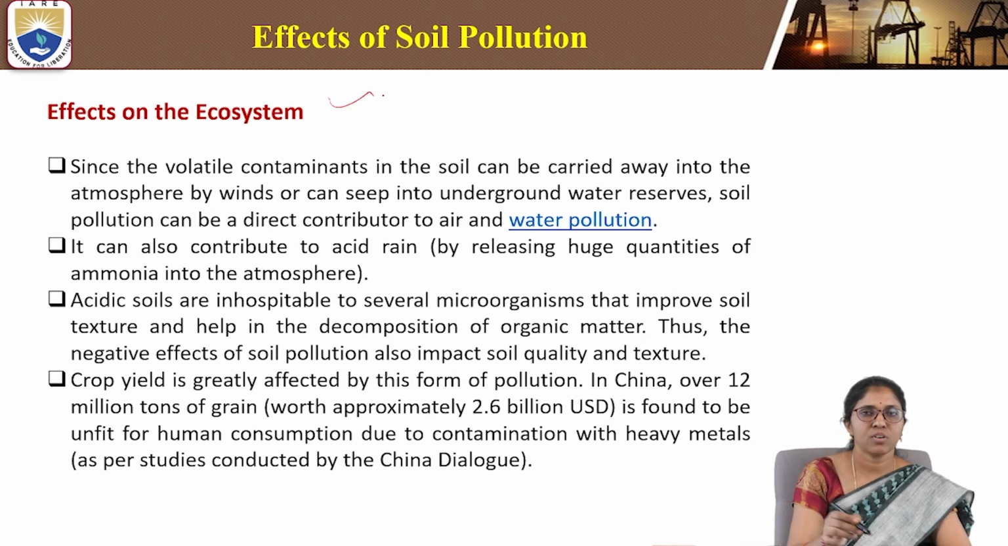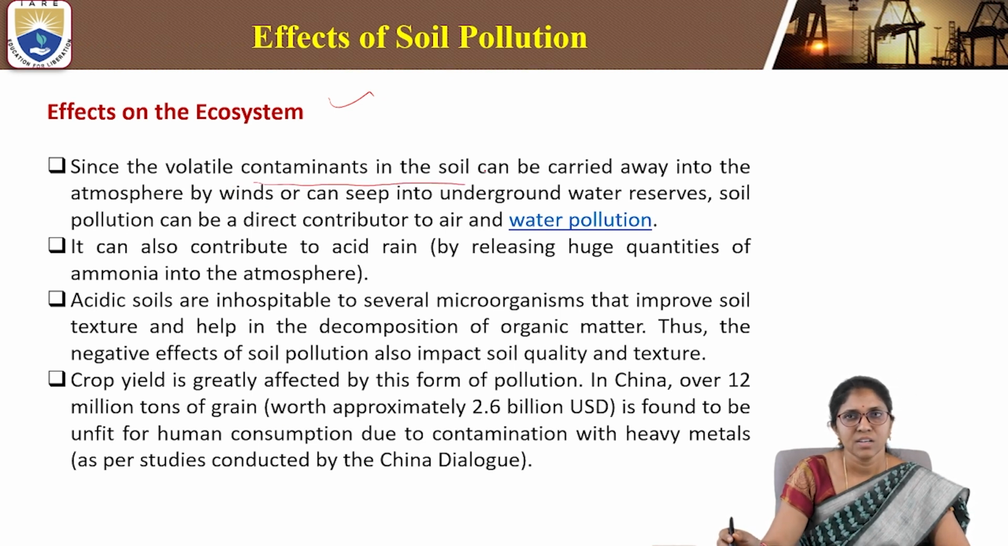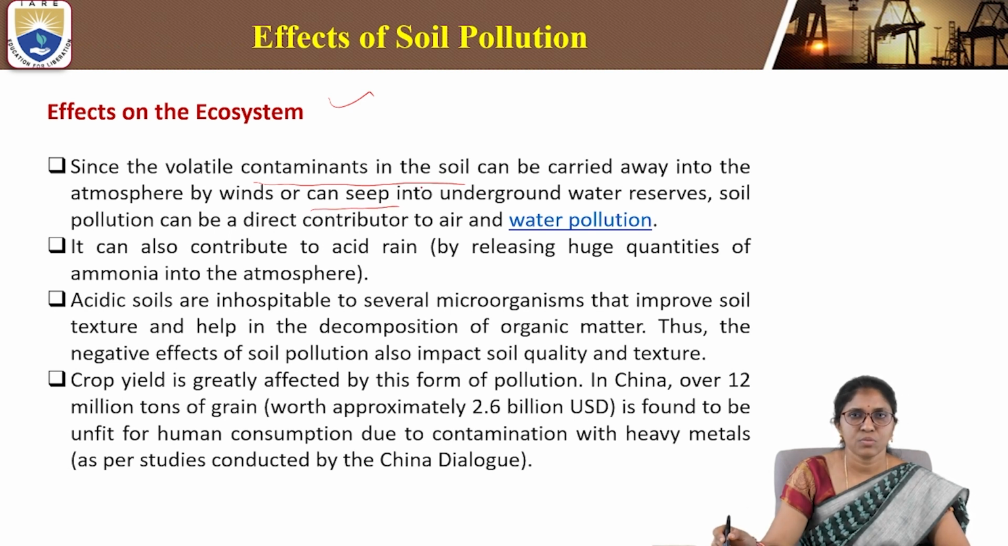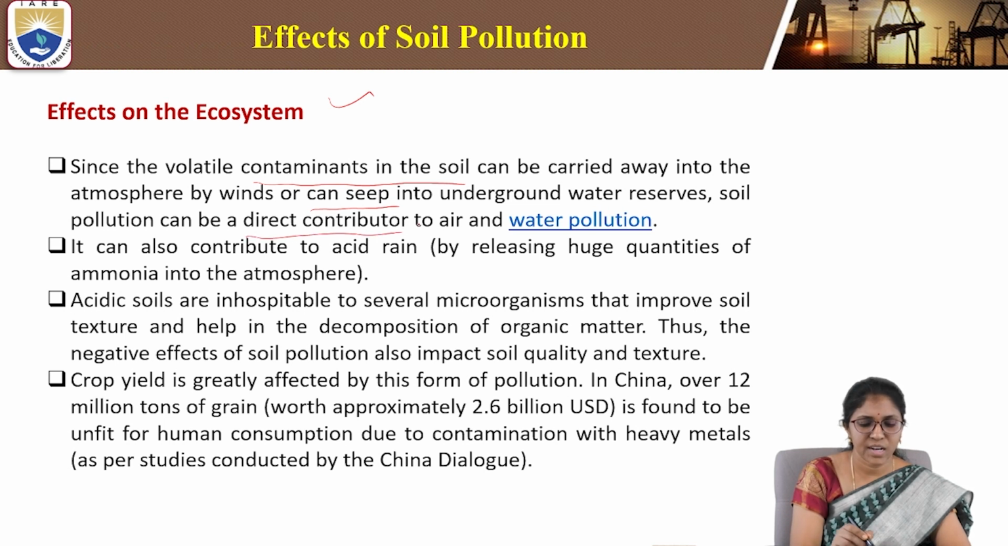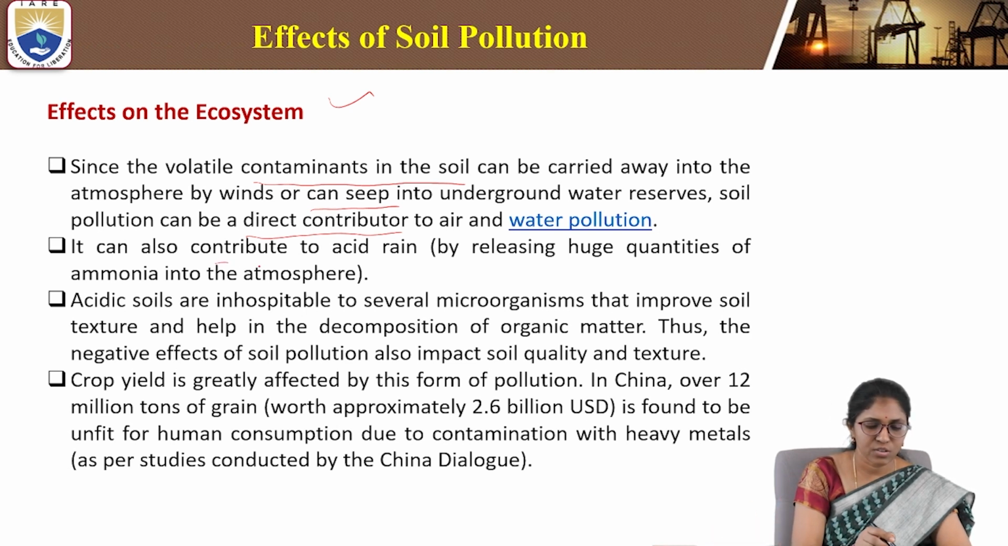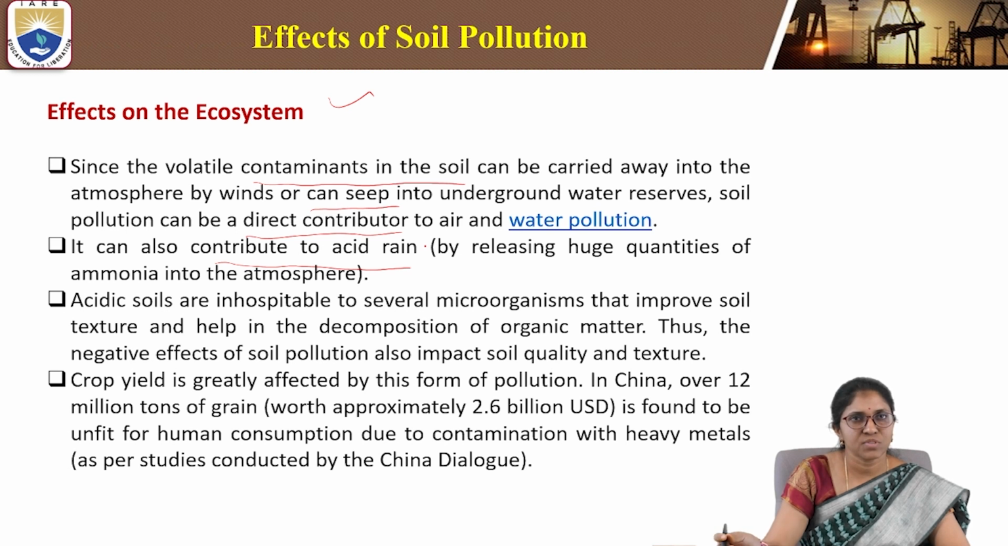So what are the effects of soil pollution on the ecosystem? Volatile contaminants in the soil can be carried away into the atmosphere by winds or can seep into underground water reserves. Soil pollution is a direct contributor to air and water pollution. It can also contribute to acid rain.